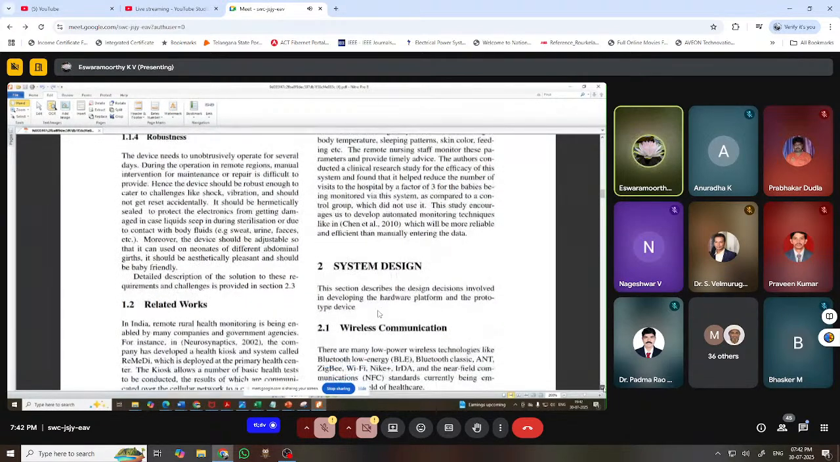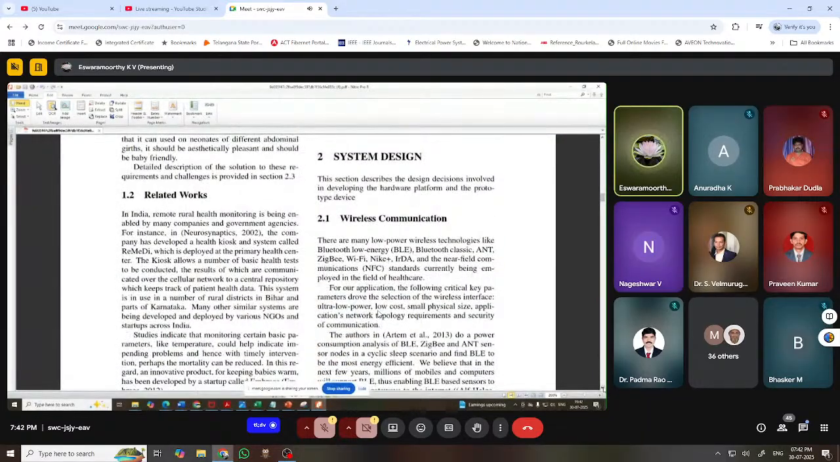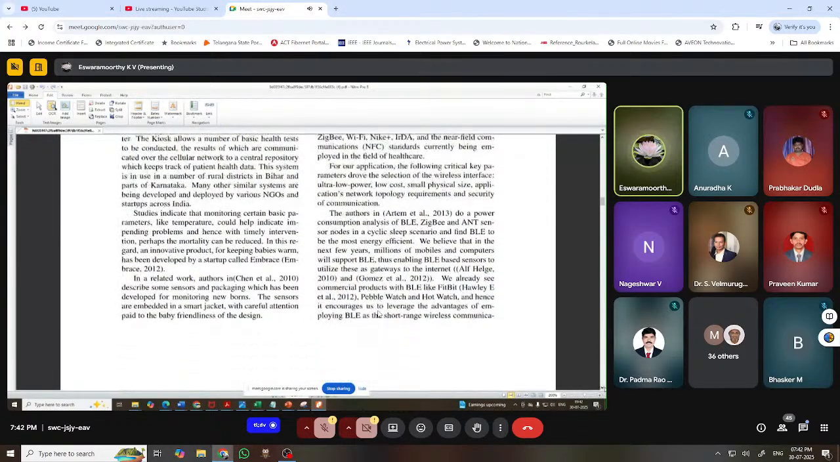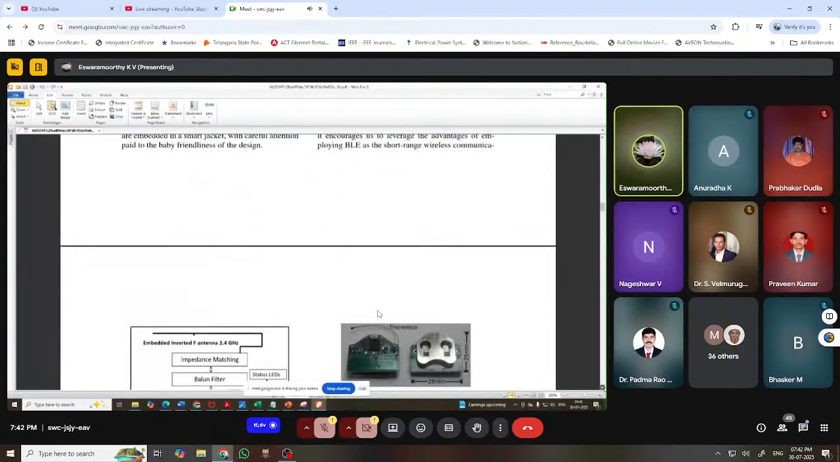System design, what are the things they have used? Though there are low power wireless communications like Bluetooth, Bluetooth Classic, ANT, Zigbee, Wi-Fi, NFC, IrDA, they have used Bluetooth for this, right? They have deployed Bluetooth for short range wireless communication.